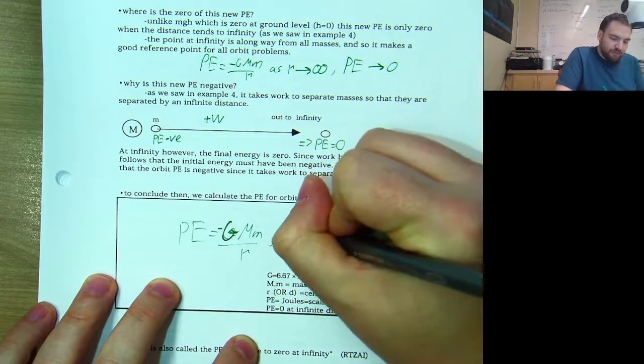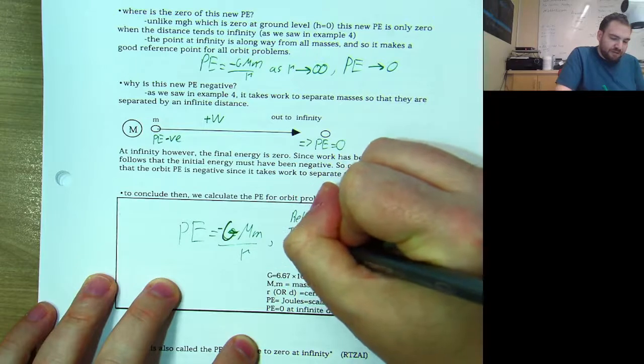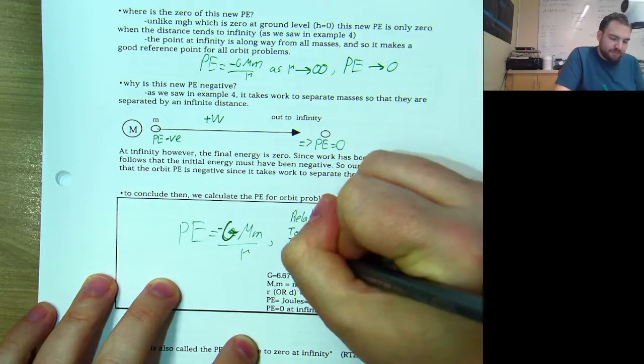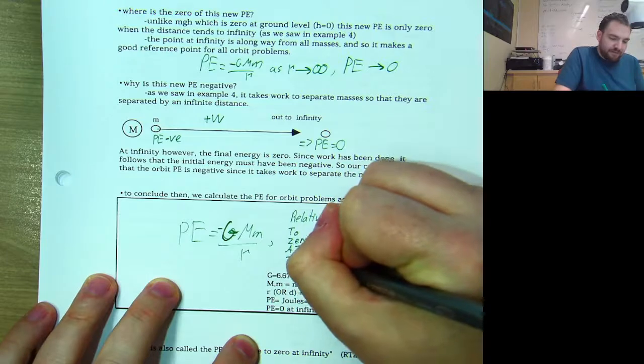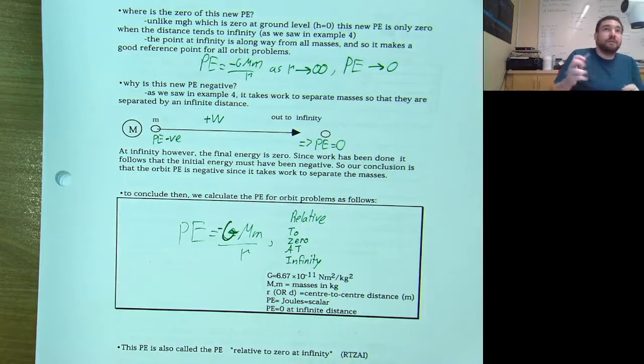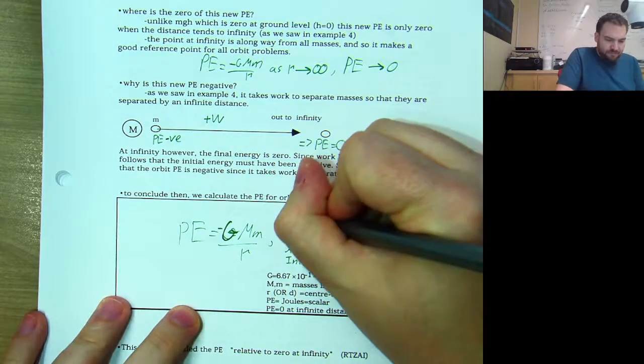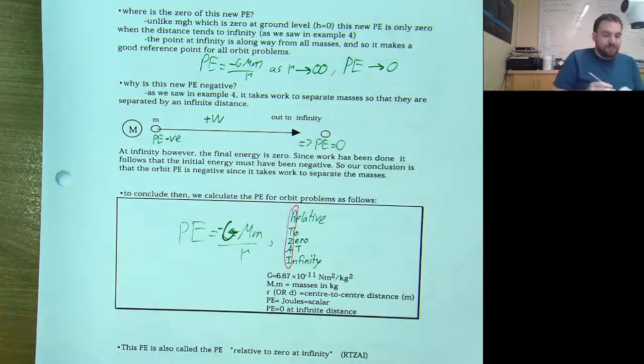relative to 0 at infinity. And if you look at the little acrostic I just made, that's where your RTZI is coming from. So that exists just at the front there to remind us that that is gravitational potential energy relative to 0 at infinity. So it's set that way.